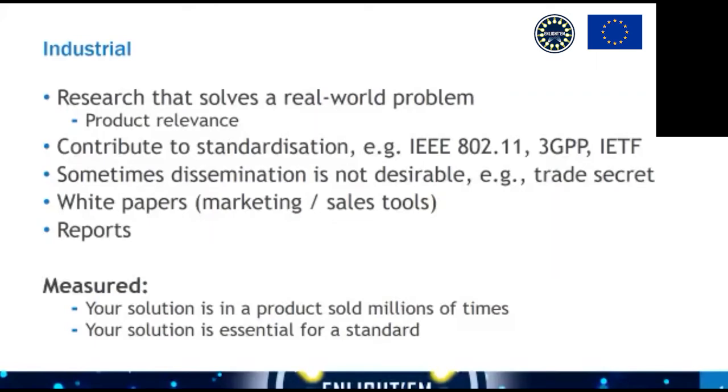So in industry, typically you have white papers. White papers might be a kind of marketing or sales tool to tell prospective customers what ideas you've got. You might have company reports as well. Valuable, but different to what you do in an academic environment. So how do you measure the impact in that sense? Well, you might look at the number of products sold. You might look at the number of production lines that your idea has gone into. You might look at what standards you've influenced and so on and so forth. Those are also valuable measures of the impact of research done within an industrial setting.